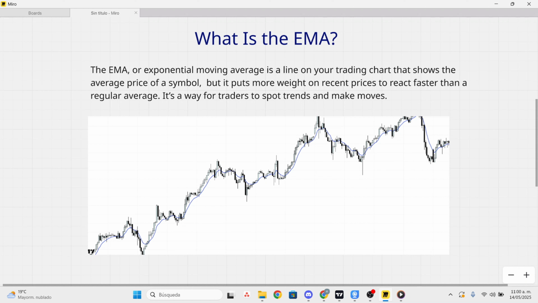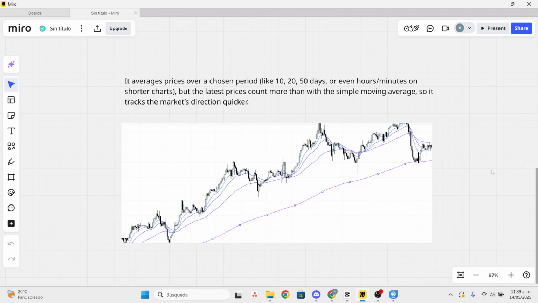The EMA, or exponential moving average, is a line on your trading chart that shows the average price of a symbol, but it puts more weight on recent prices to react faster than a regular average. It's a way for traders to spot trends and make moves. As you can see here on this image, this line that you see on the chart is the moving average. In this case, it is the EMA 10. It averages prices over a chosen period like 10, 20, 50 days or even hours and minutes. But the latest prices count more than with a simple moving average, so it tracks the market's direction quicker.